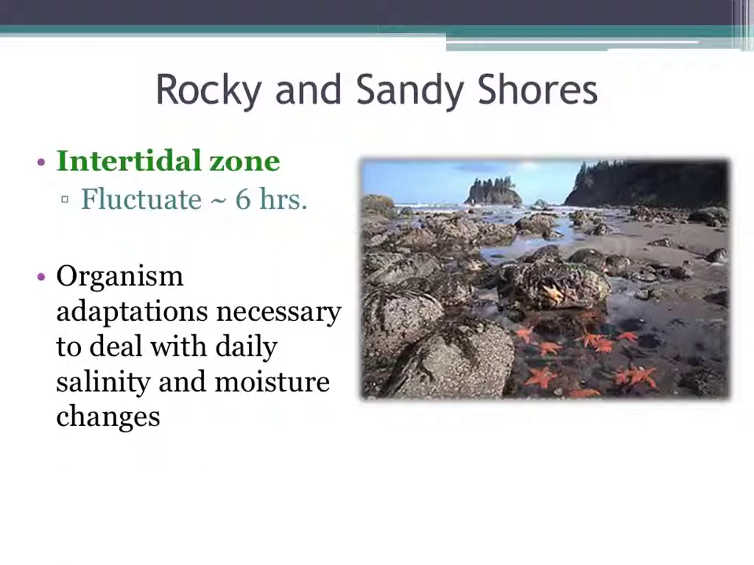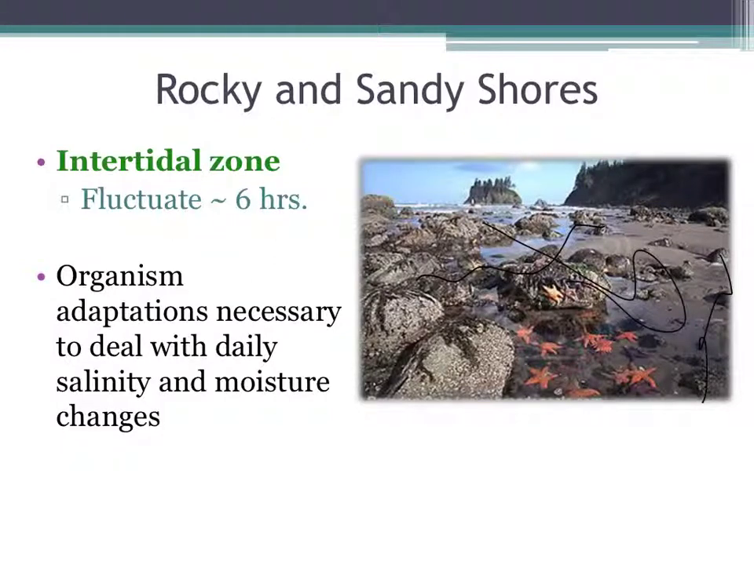Believe it or not, we actually have tidal zones in the Great Lakes, although they are not nearly as expansive as the oceans. In this area, you can see in the picture right here, this is probably low tide right here, and then high tide would be back here as the water comes in.